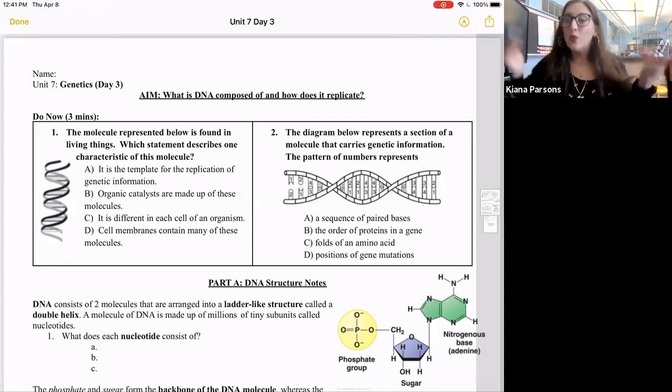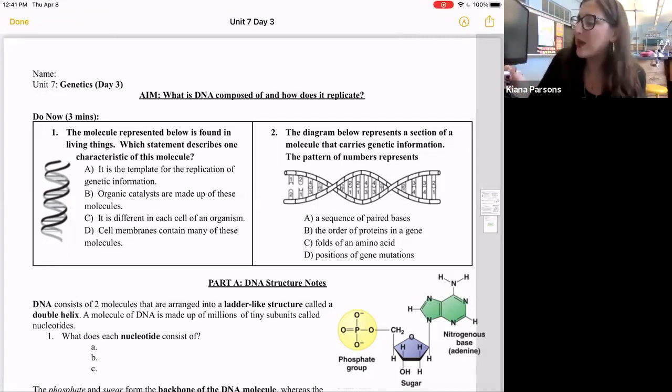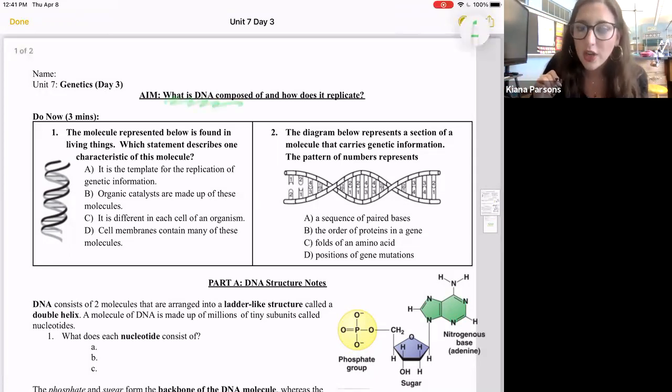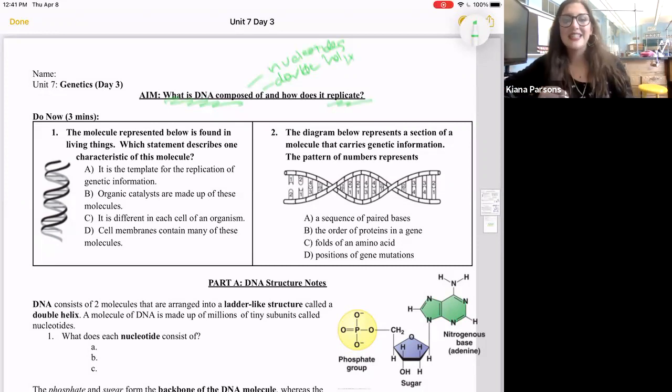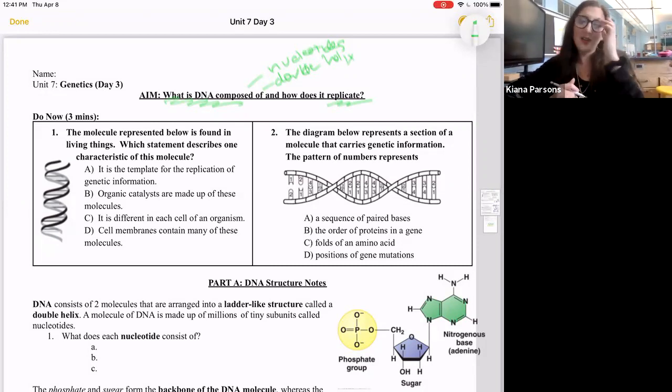So today's aim is what is DNA composed of and how does it replicate? We're going to be talking primarily about the composition or structure of DNA, which hopefully you remember. It is made of nucleotides with base pairs, which we've already talked about, and it has a double helix structure, which we're going to be reading all about below. And its replication, we haven't talked too much about yet, but we're going to introduce that topic in today's notes. So let's go ahead and get started.